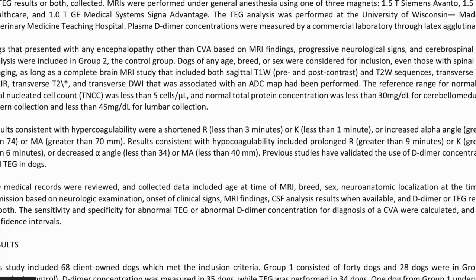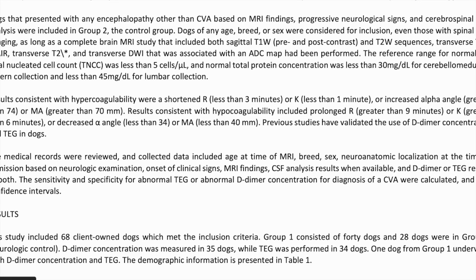Dogs that presented with any encephalopathy other than CVA based on MRI findings, progressive neurological signs, and cerebrospinal fluid analysis were included. In Group 2, the control group, dogs of any age, breed, or sex were considered for inclusion, even those with spinal cord imaging, as long as a complete brain MRI study that included both sagittal T1W, pre- and post-contrast, and T2W sequences, transverse T2W FLAIR, transverse T2, and transverse DWI that was associated with an ADC map had been performed. The reference range for normal CSF total nucleated cell count, TNCC, was less than 5 cells, and normal total protein concentration was less than 30 mg/dl for cerebellomedullary cistern collection and less than 45 mg/dl for lumbar collection.